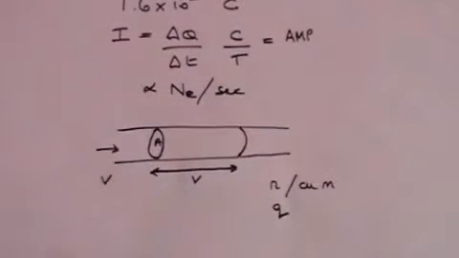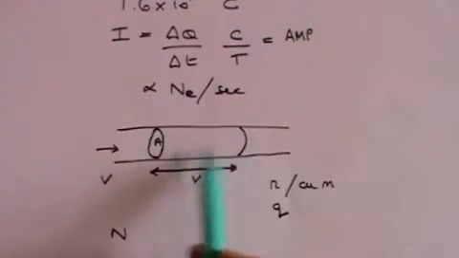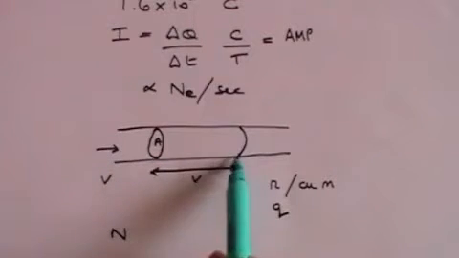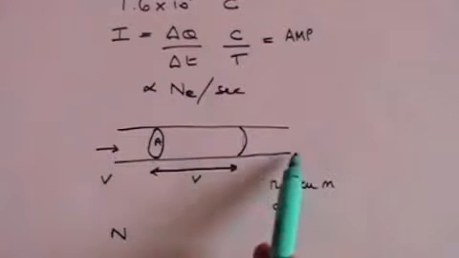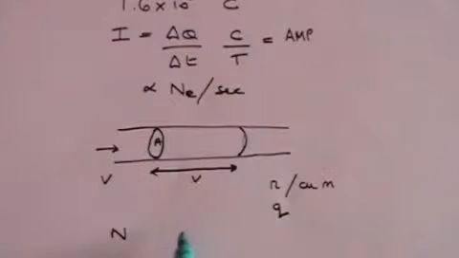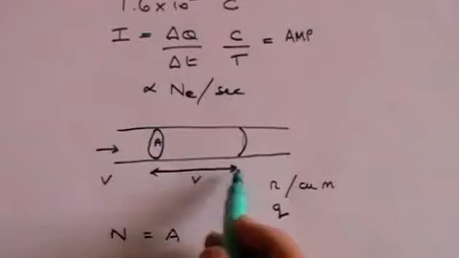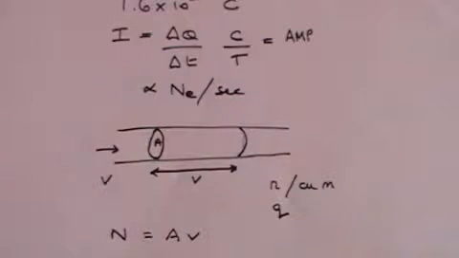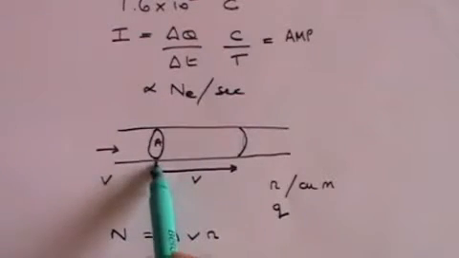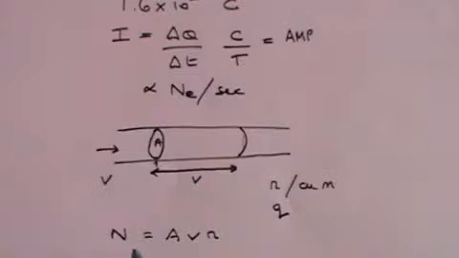Well, how many electrons will pass this section every second? Well, this is the volume that will travel in 1 second. And what is this volume? Well, it's A, the cross-sectional area, times v, which is the distance in meters that is travelled in 1 second, times n, the number of electrons per cubic metre. So that's the number of electrons that will pass this point in 1 second.